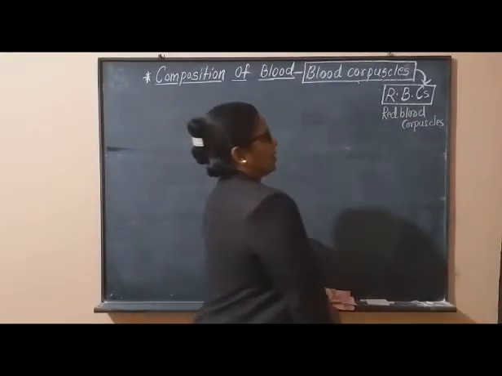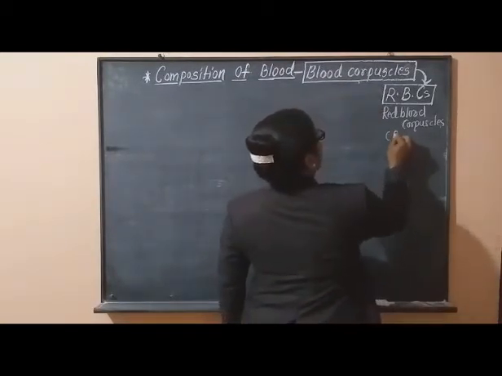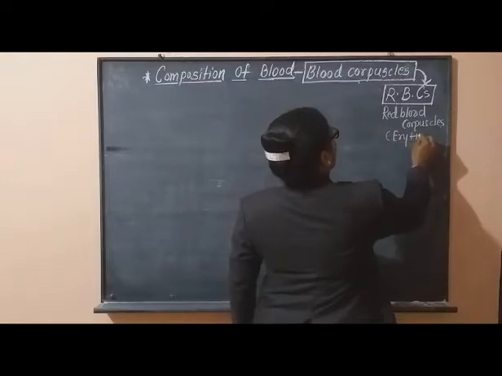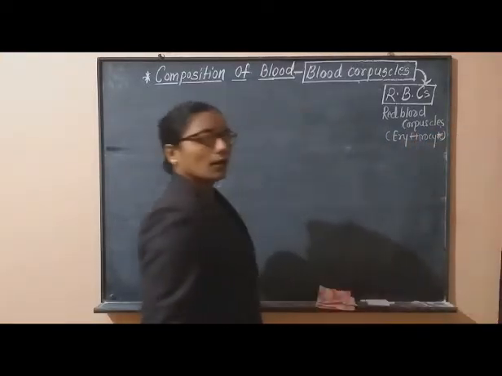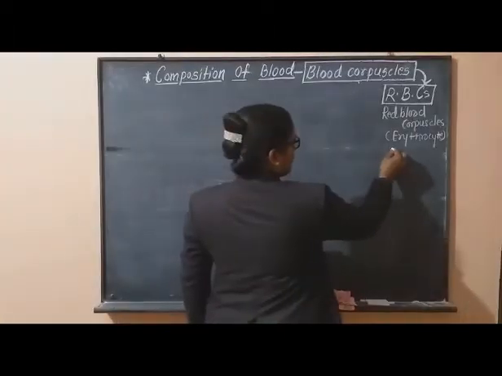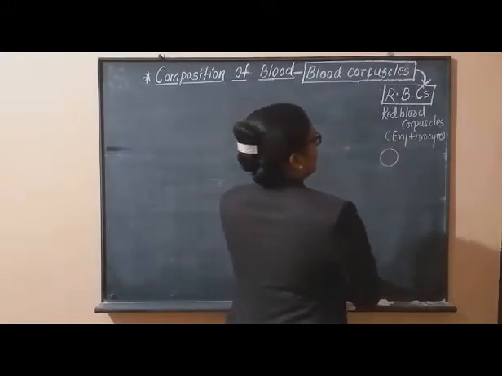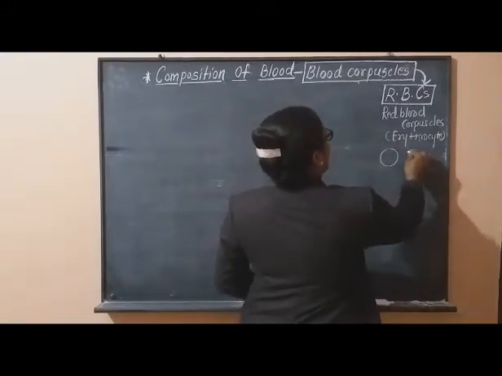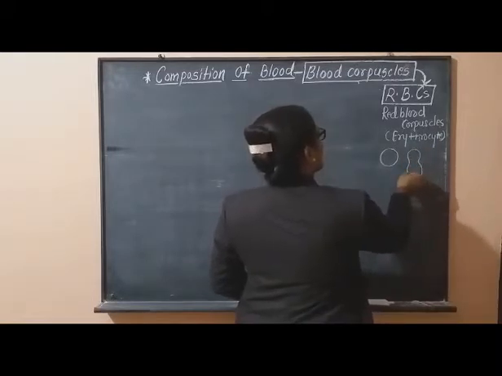Now these RBCs means red blood corpuscles, simply called red blood cells, or erythrocytes. Another name is erythrocytes. Okay. Now if you observe these RBCs, these are circular. Shape of the RBCs is circular and these are biconcave.